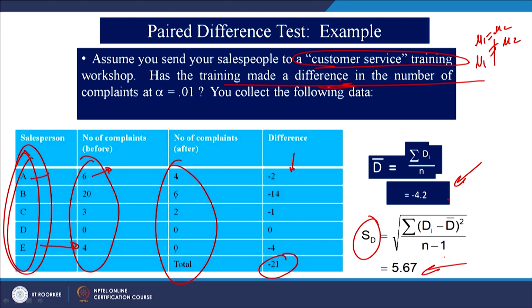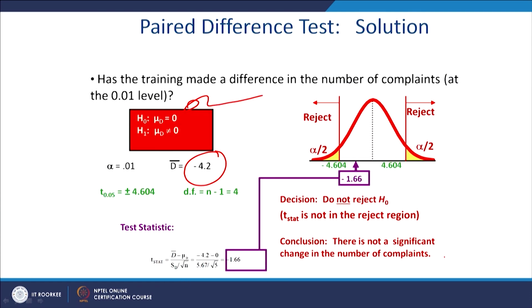Now, let us look at the solution to this question. So, t value is minus 1.66 and the table value you need to look at 4 degrees of freedom, because you have got 5 pairs, right. So, 5 minus 1 is equal to 4, and the t value if you look at the table, then it would be plus minus 4.60.